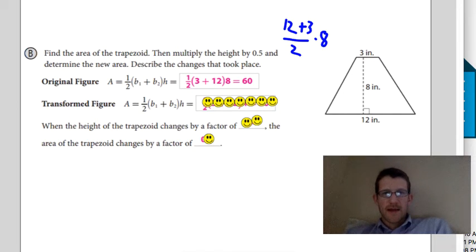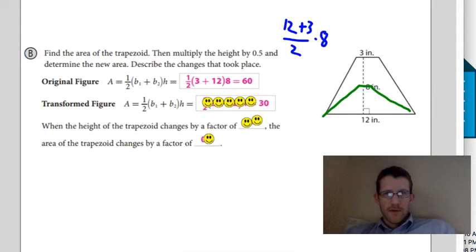And then it says multiply the height by 0.5. So essentially half the height. What happens to the area? Well, it's going to be half the area, right? Because in one dimension, we're halving it. The scale factor is 1/2, so therefore we multiply that scale factor of 1/2 by the area, gives us 30.